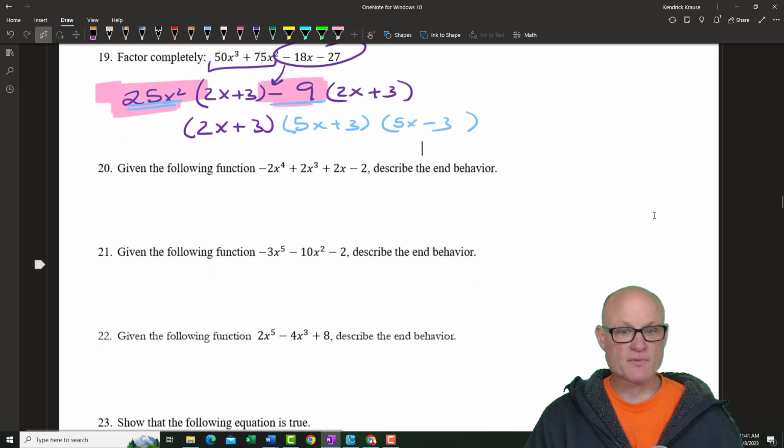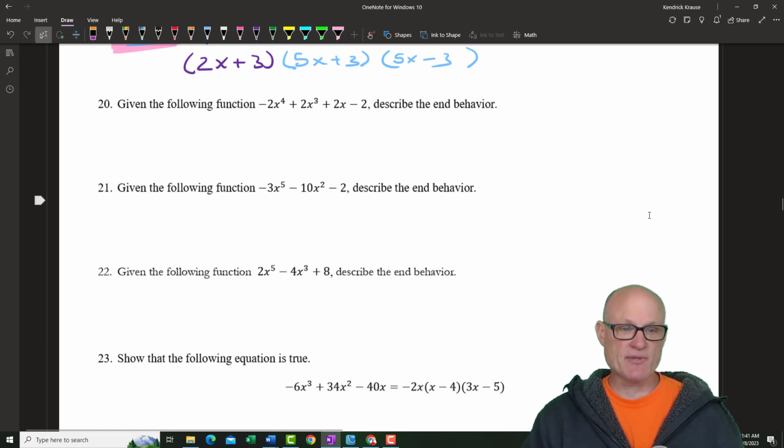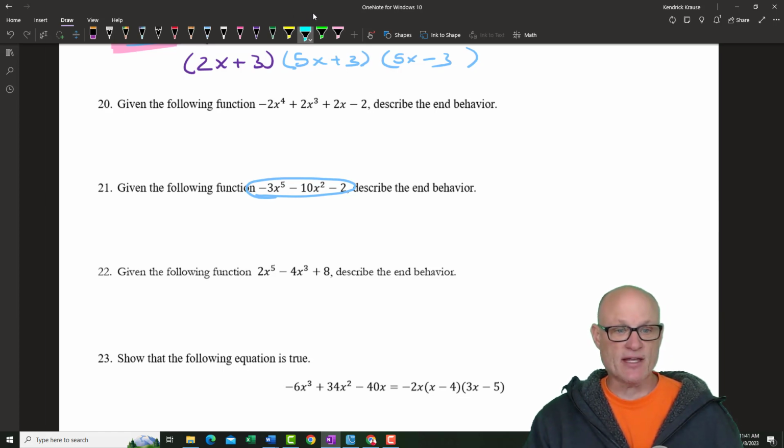21. I got to describe the end behavior of this function. So the first thing I'm going to recognize is that it's odd. So I know it's odd.